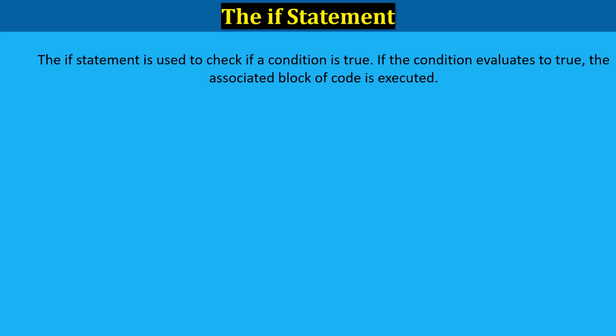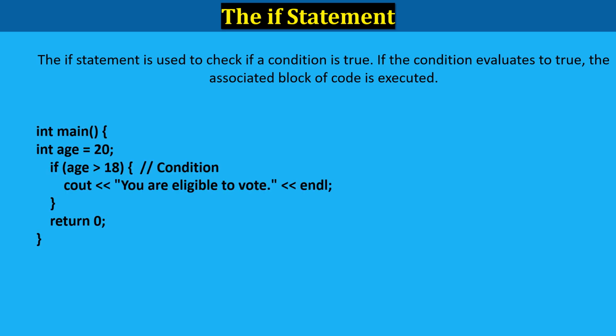The if statement. The if statement is used to check if a condition is true. If the condition evaluates to true, the associated block of code is executed. Create an integer age with the value 20, and test whether the value of age is greater than 18. If the condition is true, the code inside the block runs; if false, the program skips the block. Optionally, print a message to the console.